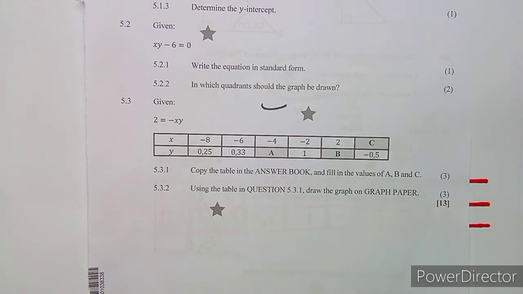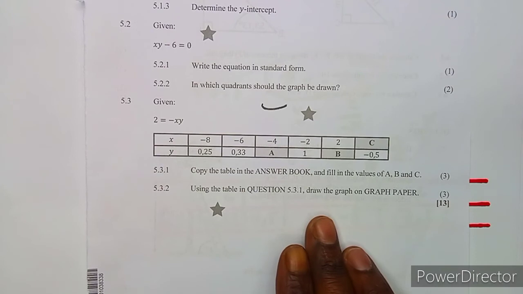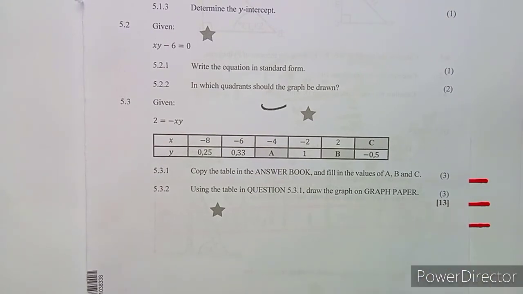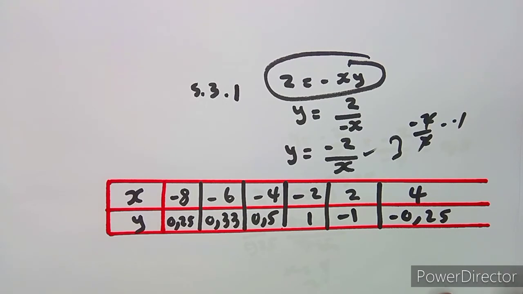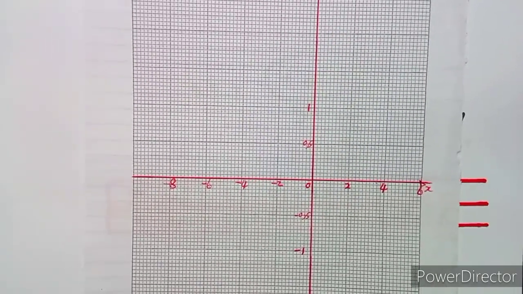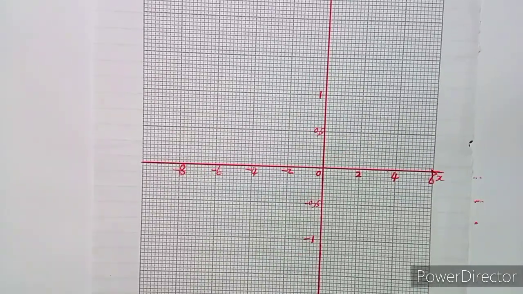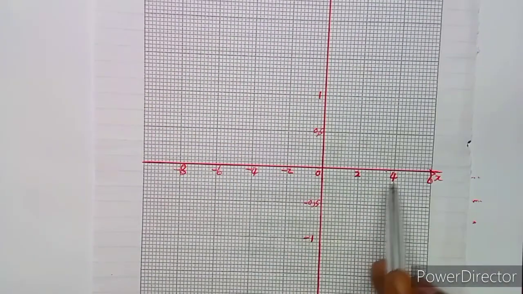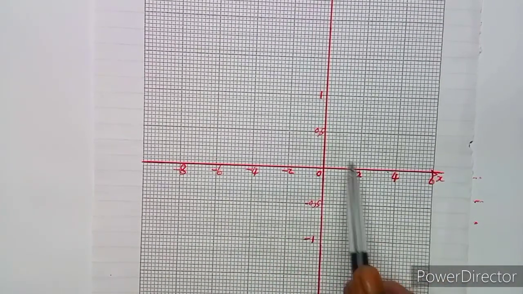Now we are asked to use the table in question 5.3.1 to draw the graph on the graph paper. Okay, so we have got the values here, guys. Here I made my own graph paper, another type which is different from the one in your question paper in your exams. I'm just going to mark out the points, because the tricky part is that you just need to mark the points from the ones that you made here. As you can see, you've got the values of x and the values of y there.